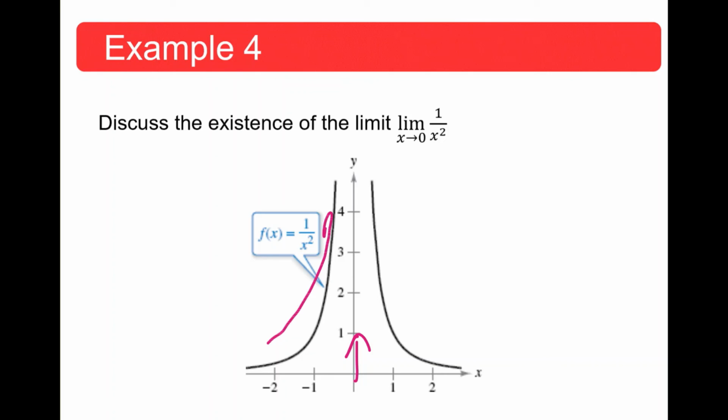Notice that this just keeps increasing without bound. And now when we look at the behavior coming in from the right, we also see that the behavior keeps increasing without bound. So because we're not approaching a number, we're just growing up from the left and the right, we say that the limit does not exist.